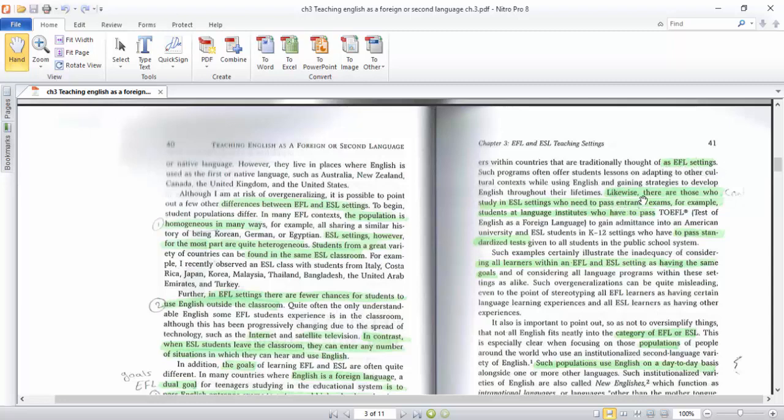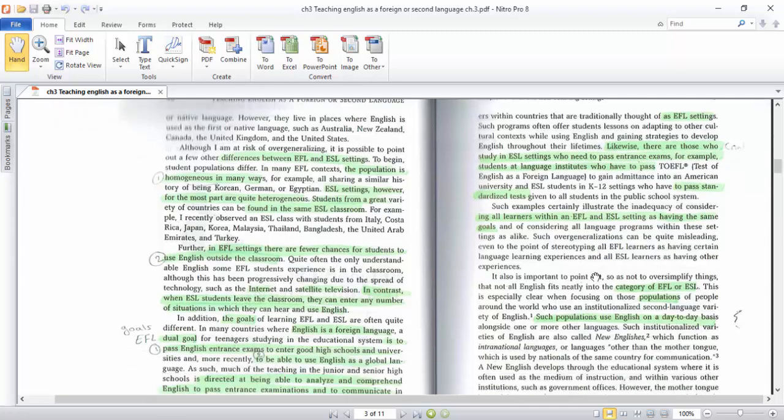If you go to the other page, page 41, you will find the conclusion here for EFL settings. Likewise, there are those who study in ESL settings who need to pass entrance exams, for example, students at language institutes who have to pass the TOEFL exam. Here we have other examples about considering all learners within EFL and ESL settings as having the same goals.